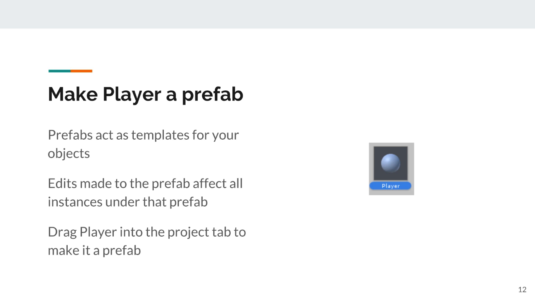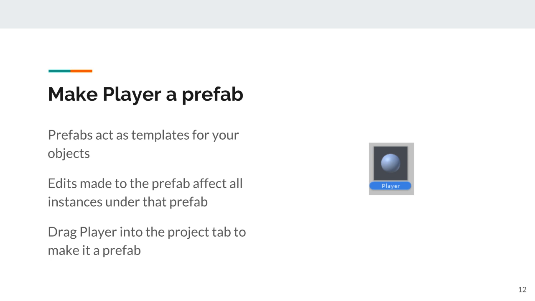So, player prefab. These are really helpful. It's like a helpful tool in Unity. It basically acts as a template for your objects. In this case, if you're familiar with web design, it's kind of like templates for pages. So you can make a page on a template, and it's kind of universal throughout the website.